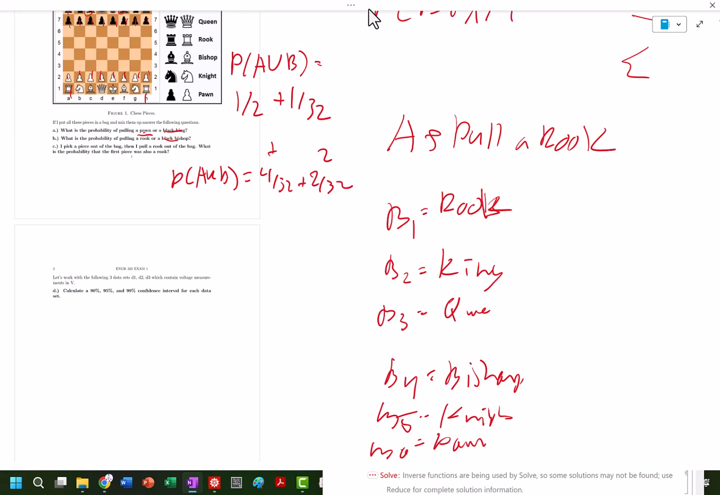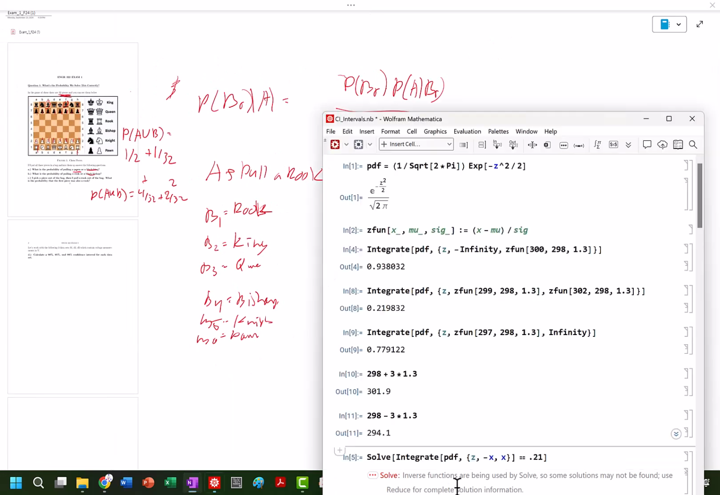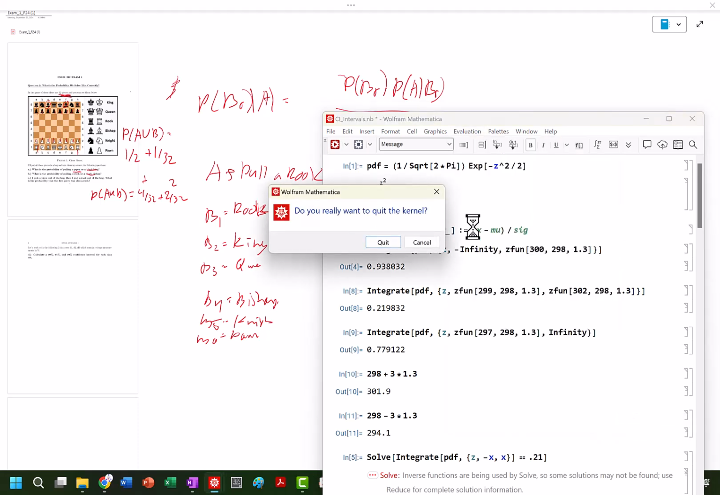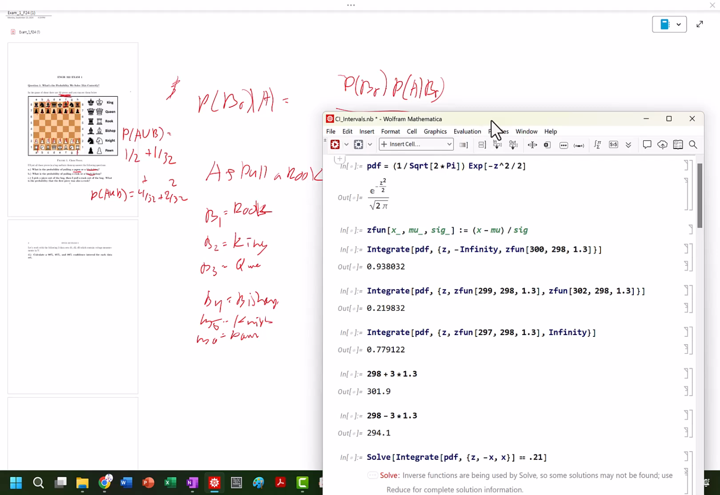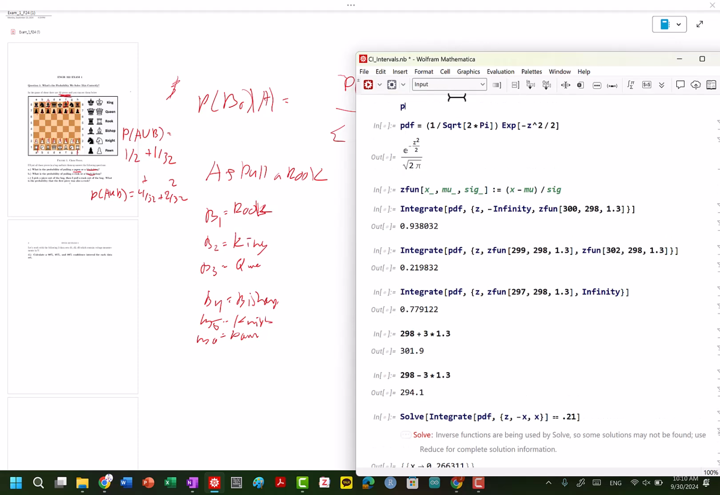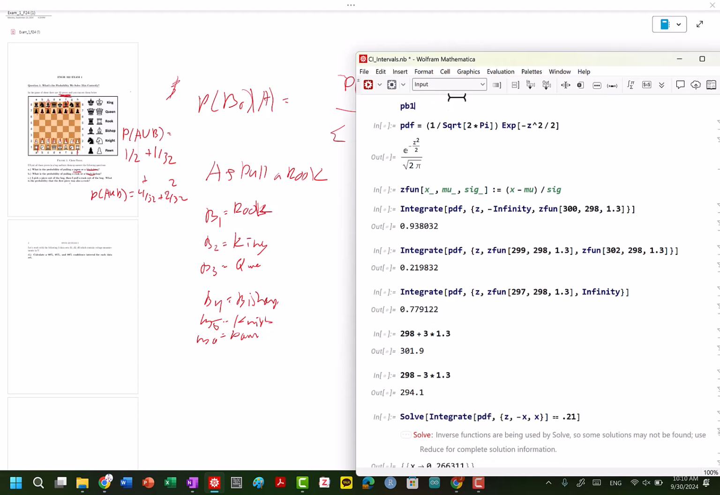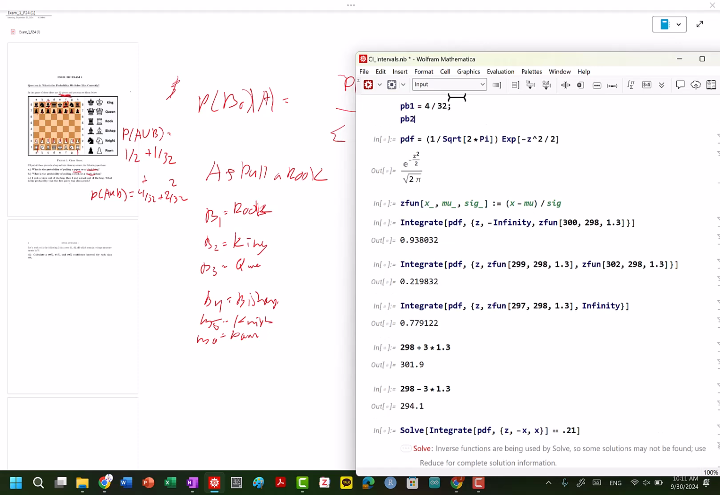Let's list out some of these probabilities. I'm going to put them in Mathematica right now as well, and clear everything here. So what is the probability, again, that the first piece was a rook? Let's do king first. There are only two kings, so it'd be 2 out of 32. Actually, that's PB2. Let's do PB1, the probability that it's a rook. There are four rooks, so 4 divided by 32. PB2, there are two kings, so 2 divided by 32.